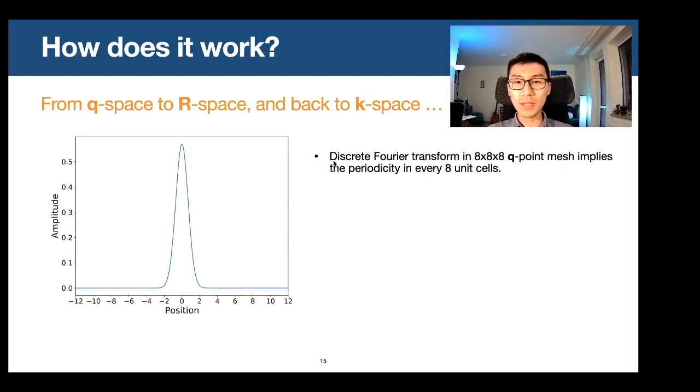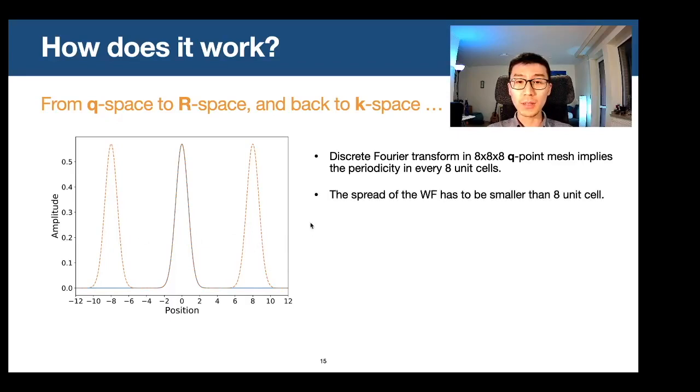So what we do is we perform a discrete Fourier transformation in a coarse K mesh, 8 by 8 by 8, for example. And this implies that our Wannier function is periodic in every 8 unit cells. It looks like that in reality.